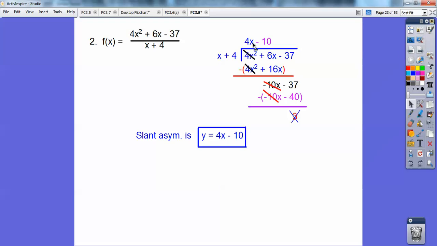So x times 4x gets me 4x squared, and then I multiply 4x times that, and it gets me 4x squared plus 16x, and I subtract 6x minus 16x is negative 10x. Bring down the negative 37. x times negative 10 gets me this negative 10x. So I multiply negative 10 times x, negative 10 times 4 gets me negative 10x minus 40. And then when I subtract, remember the remainder drops off, you guys, so your slant asymptote is y equals 4x minus 10. Remember the vertical is x equals negative 4 from our last lesson.